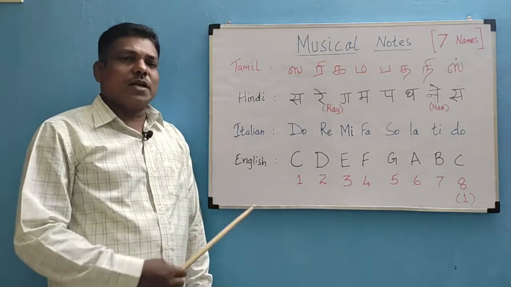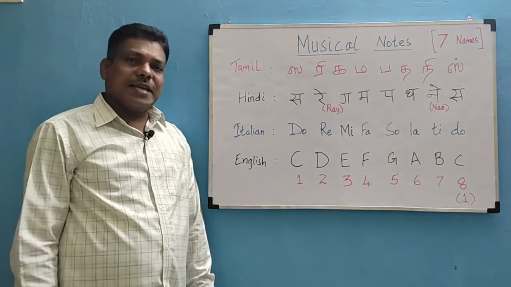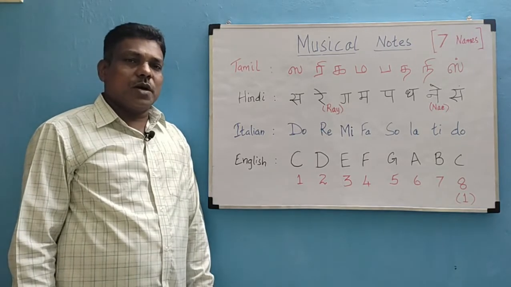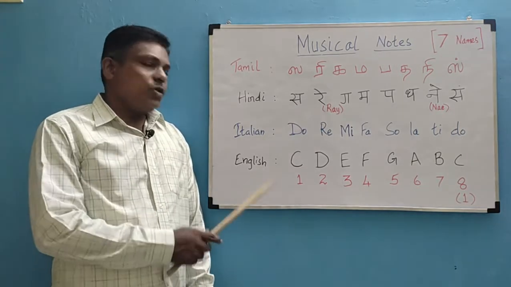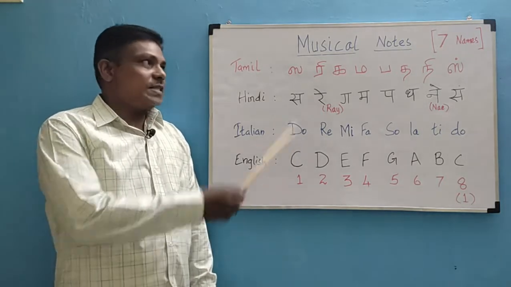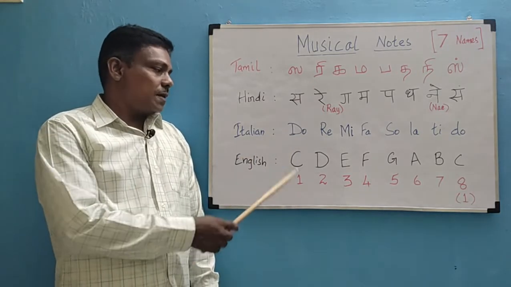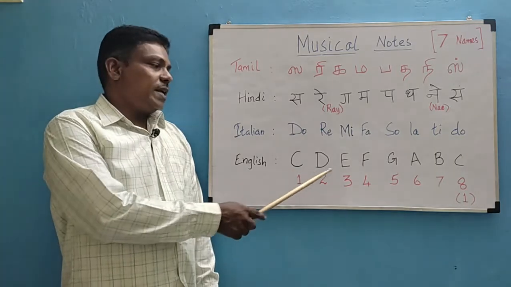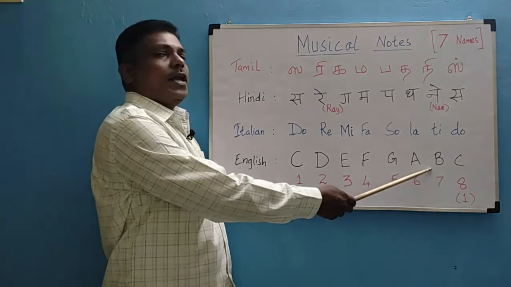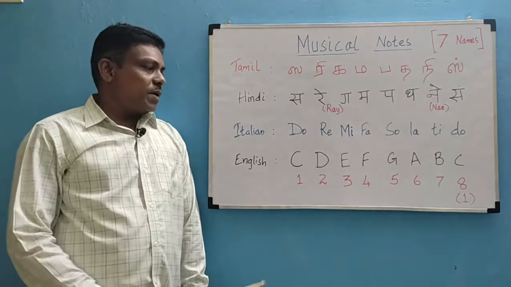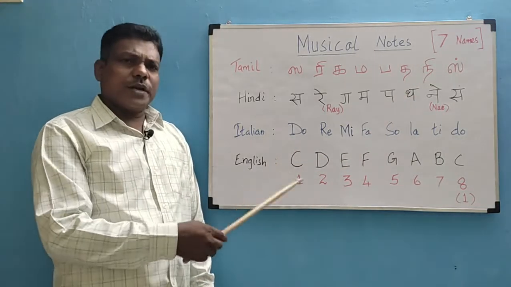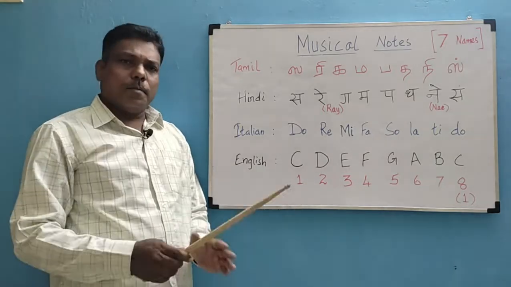English is main for us. Why? Because we are going to learn guitar. Guitar is a Western instrument, so it is most important for us to learn the musical notations in English. In English they name the 7 musical notes as C, D, E, F, G, A, B and C. You may feel that this order is a little confusing. We'll look into this order briefly.